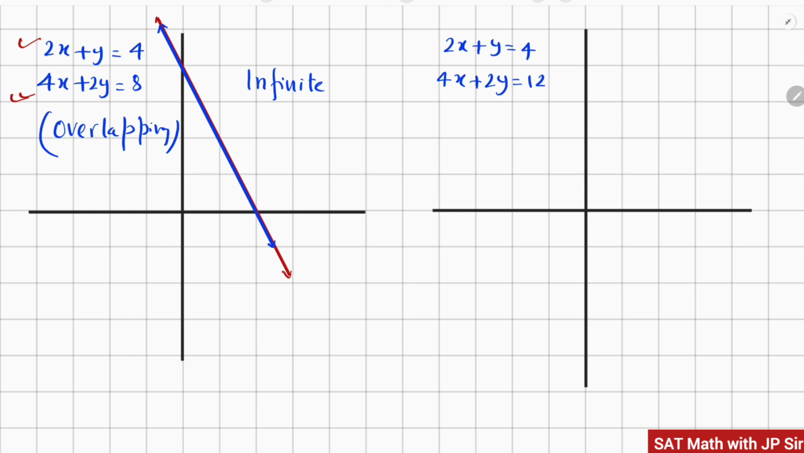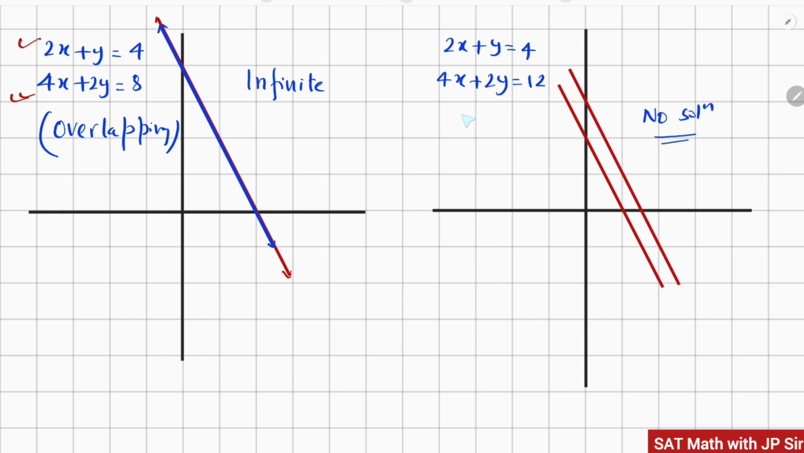So if we draw the first one, we will get something like this. And if we draw the second line, second linear equation, we will get this. So these lines are not touching each other and they are parallel to each other. They are not going to ever touch each other. It means they have no solution.